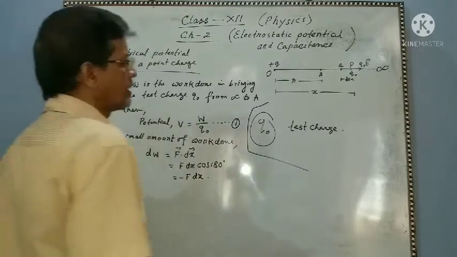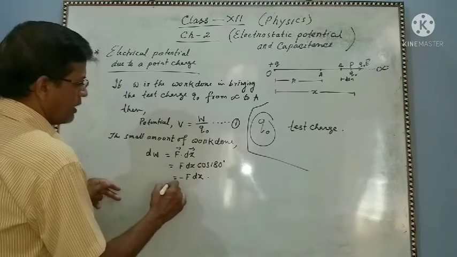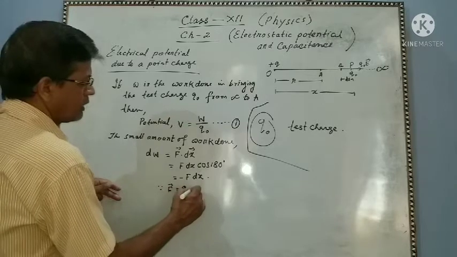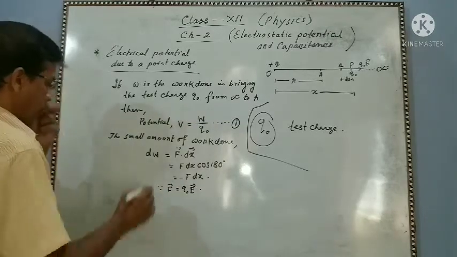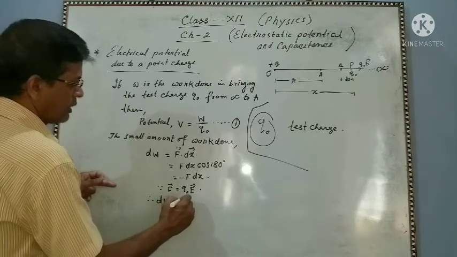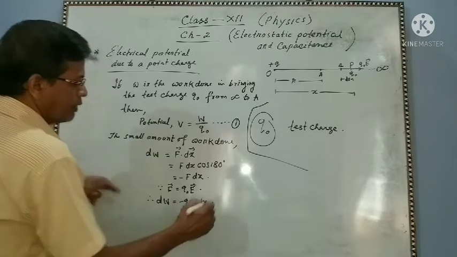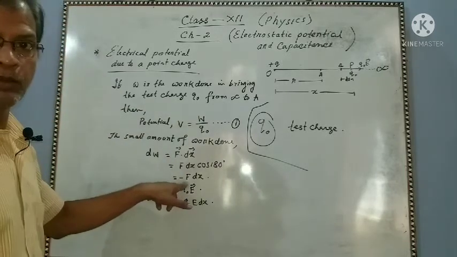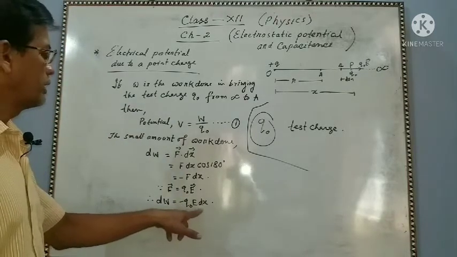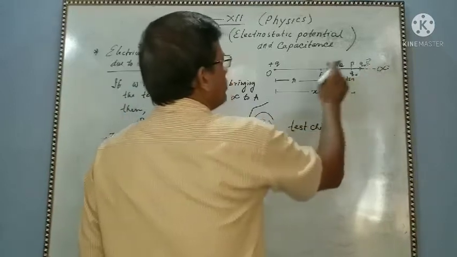But what is F? Since the F vector equals Q0 E vector, put it here, therefore dW equal to minus Q0 E dx. There will be no vector because this is in scalar form. This is the work done. Now the question is, what is the total work done in bringing the test charge from infinity to A?